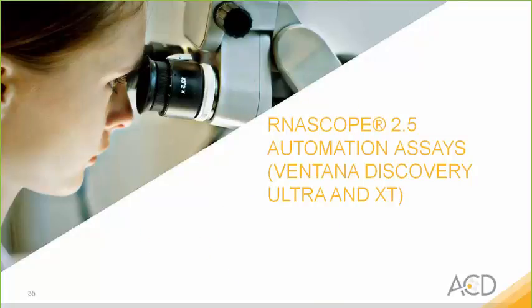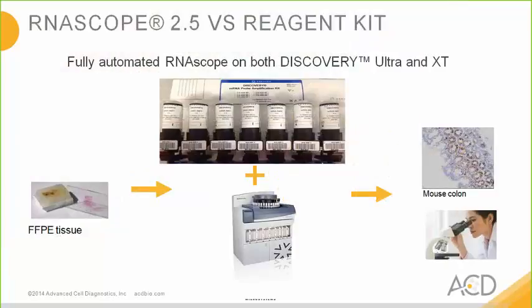Moving on, we do have available the RNAscope on automation platforms. We have it with the VENTANA Discovery Ultra and the XT. Now this allows for a fully automated RNAscope assay on both the Discovery Ultra and the XT platforms.